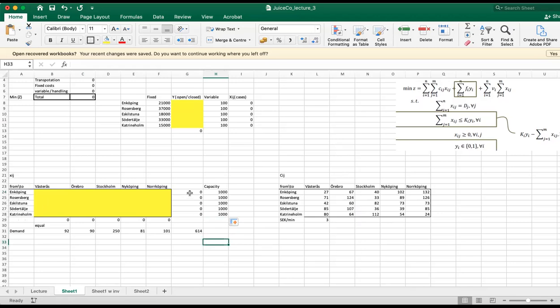Now we want to tell this algorithm that this capacity here that is being produced should be less or equal to what we can afford. So here it should be less or equal to this capacity.